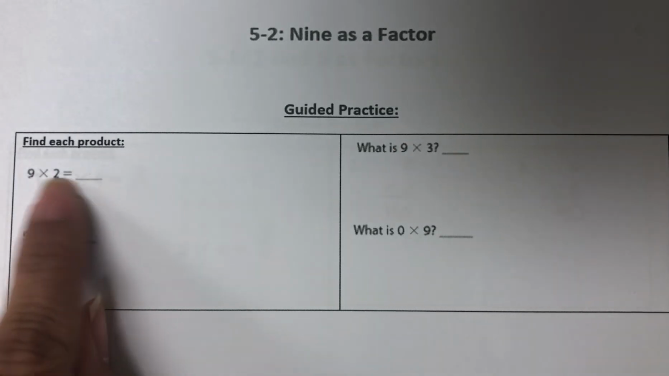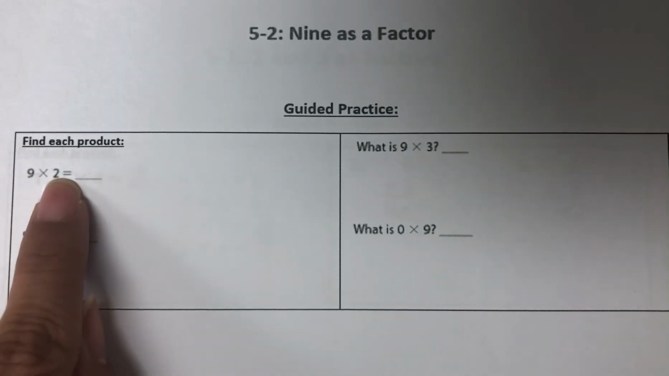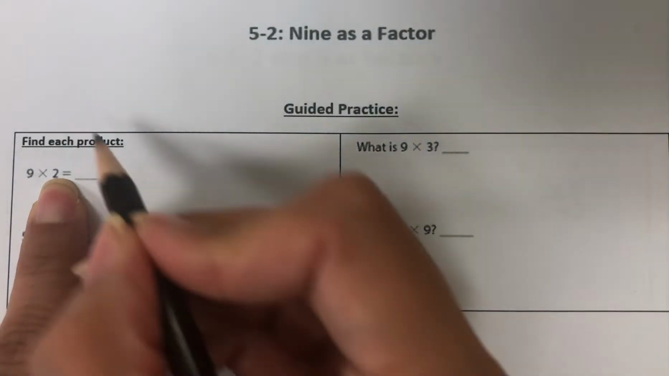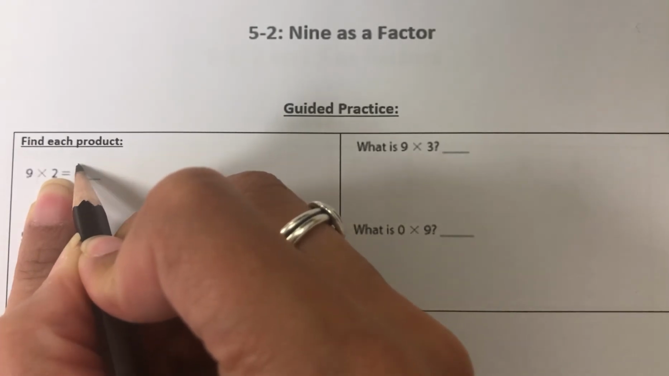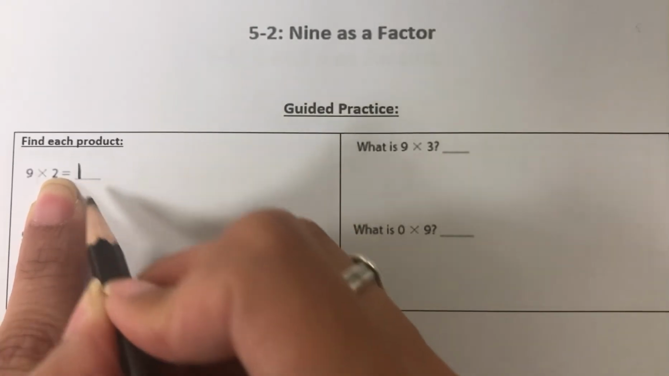So we have two factors here in this equation, 9 and 2. We're going to focus on the other factor, which is 2. Okay, and we're going to subtract 1 from 2. And the answer is going to be the first digit in the tens place of the answer. So 2 minus 1 is 1. So in this answer, the product has a 1 in the tens place.